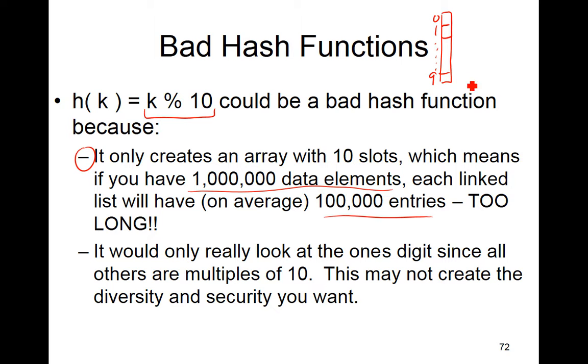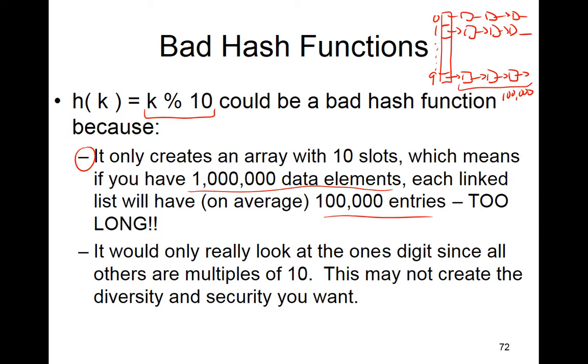Well, then on average, each of them is going to have about 100,000 entries or nodes, which means these linked lists, right, that are sticking out of each slot of the array here, these are going to be really, really long, right? In fact, on average, you'd have about 100,000 sticking out of each of these. I don't want to draw all these in, but you know what I mean. So these would be probably pretty enormous.